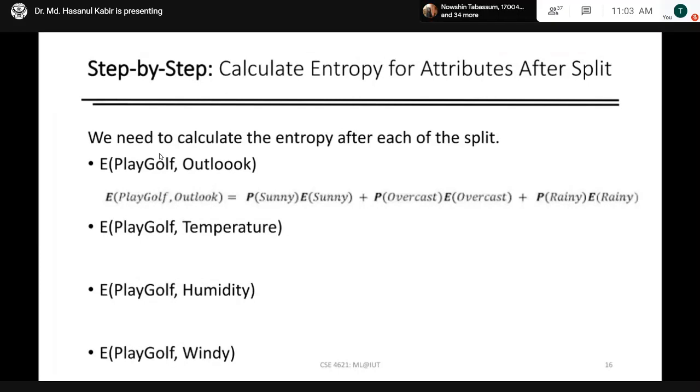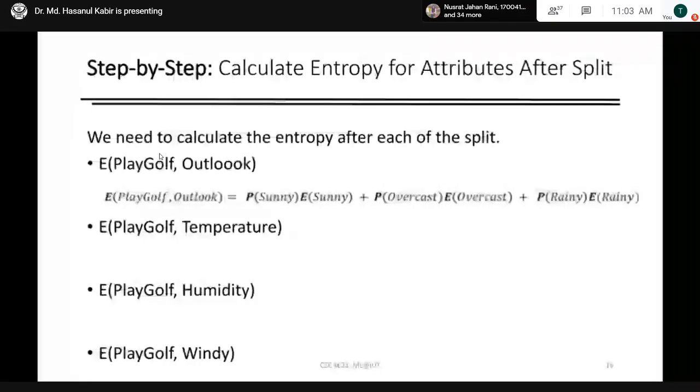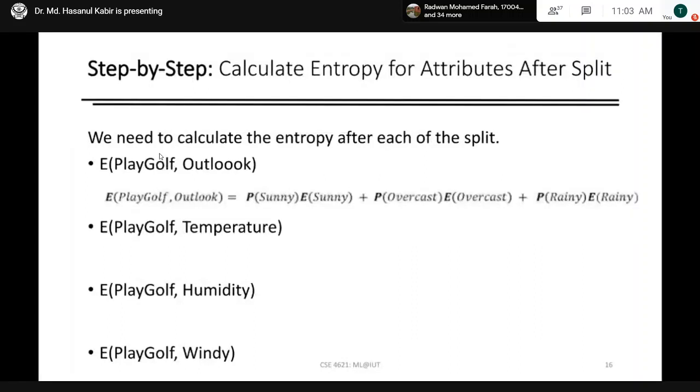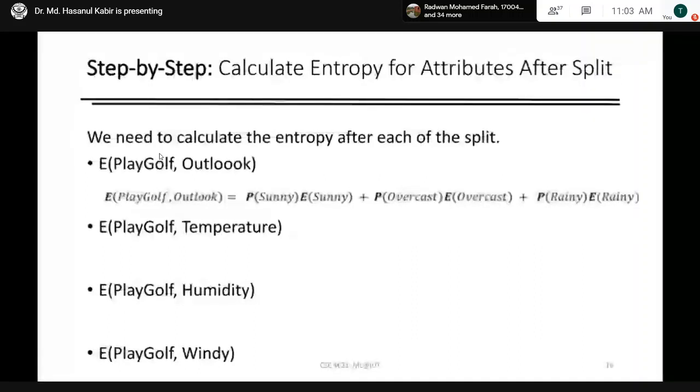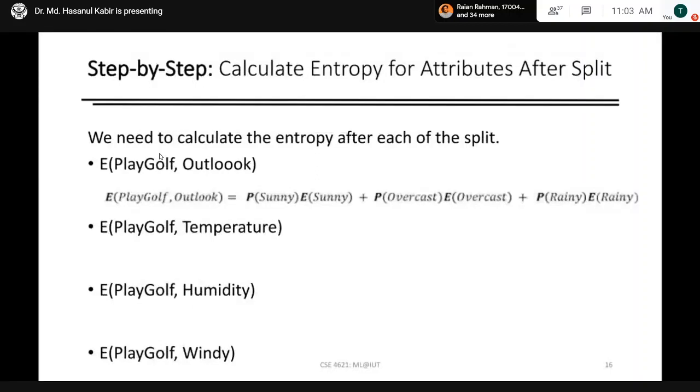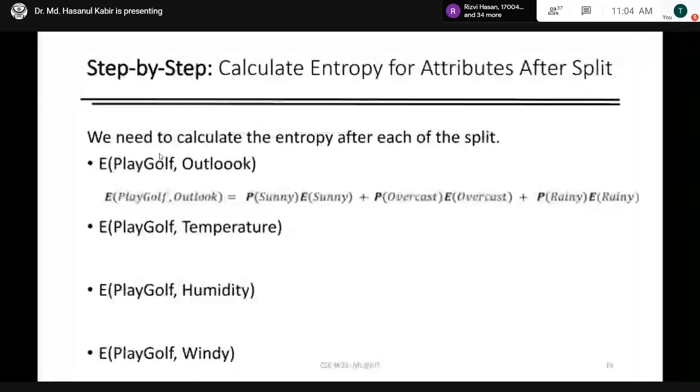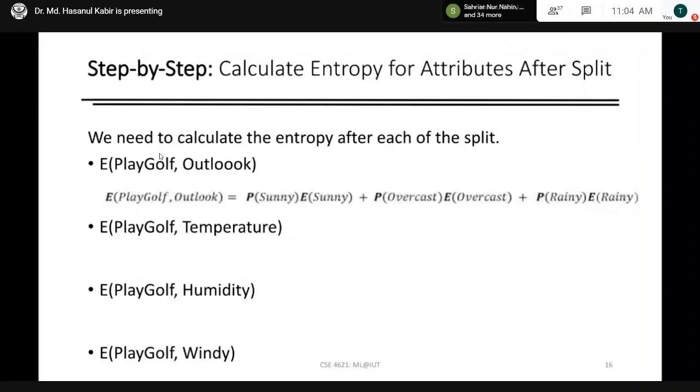Yes, sir. Yes or no? If I have taken humidity, can I have the same calculation? Yes. If I take windy, can I have the same calculation? Yes. But if you have calculated the entropy of splitting for outlook, temperature, humidity, and windy, and you have to pick one, which one will you pick? Entropy with lesser value. You have to pick that particular attribute with the smallest entropy, yes or no?